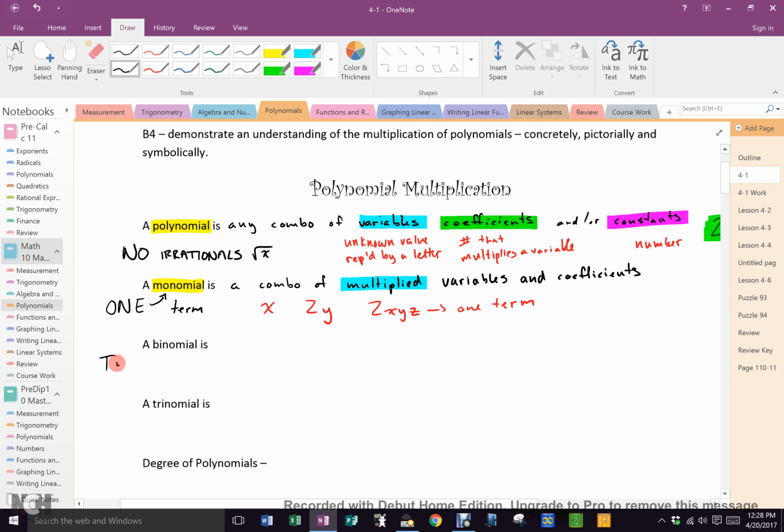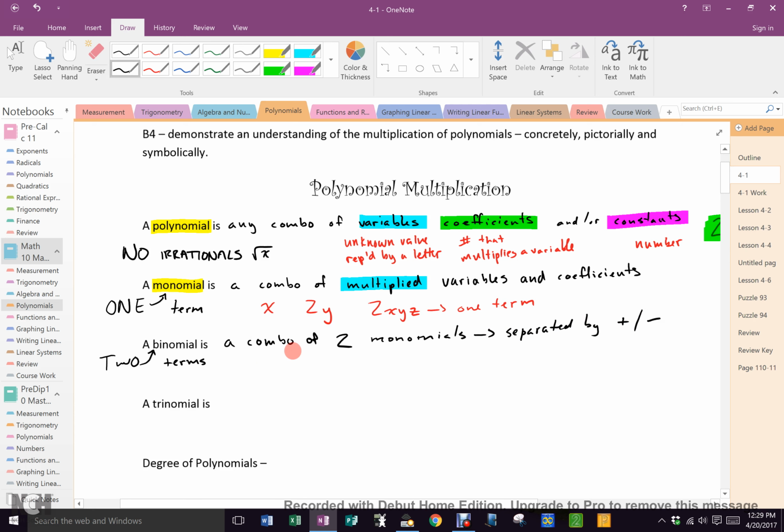All right. So you guys are smart kids. Binomial. Bi means 2, like a bicycle. 2 terms. So a binomial is a combo of 2 monomials. So if one monomial is all multiplied, how do I combine that with another one? They are separated by plus or minus. Everybody okay?